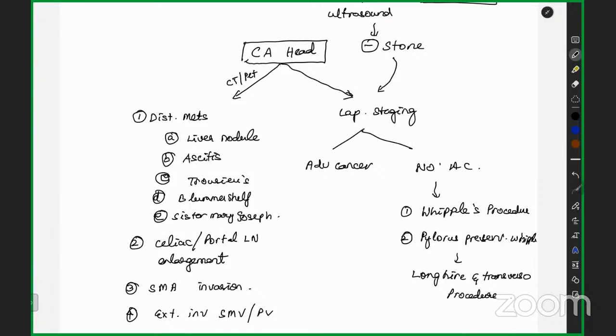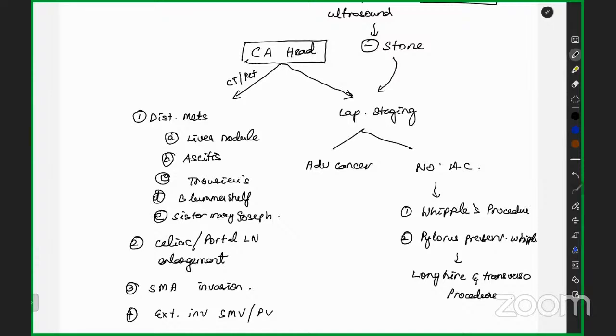First, you're going to remove the gallbladder. Then you're going to cut the CBD, the common bile duct. Then I'm going to cut the stomach. Then I'm going to perform pancreatico-jejunostomy. Then I'm going to perform hepatico-jejunostomy. Then I'm going to perform gastrojejunal anastomosis. So this is called your Whipple's procedure.